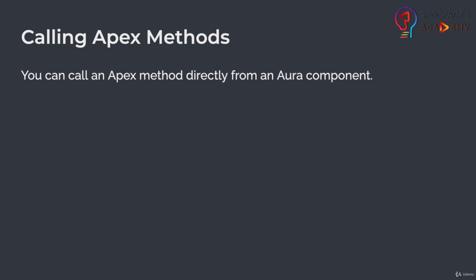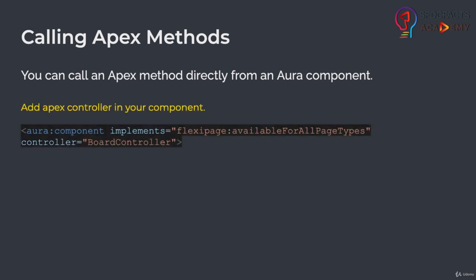So the first thing that you need to do is to declare a controller inside your Aura component. Here in this example, I have an Apex class named BoardController, and now I need to associate this BoardController Apex class with my Aura component, and for that I need to use this controller attribute in my Aura component tag, which is the very first tag of any Aura component.